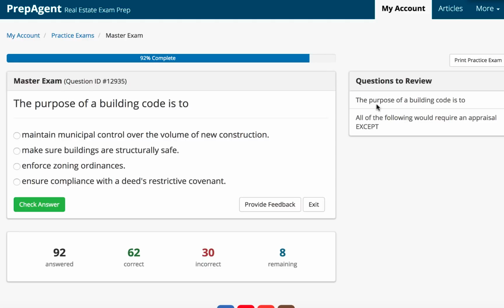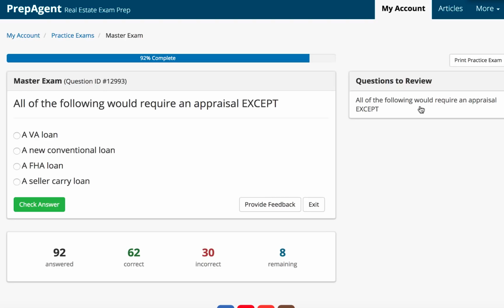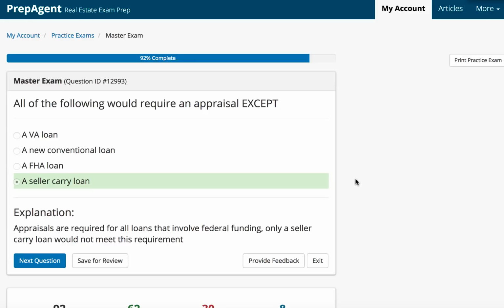So the purpose of a building code is to make sure that it's structurally safe. Good. All of these would require an appraisal except for the carry loan. Okay, good. All right, so you guys did great.